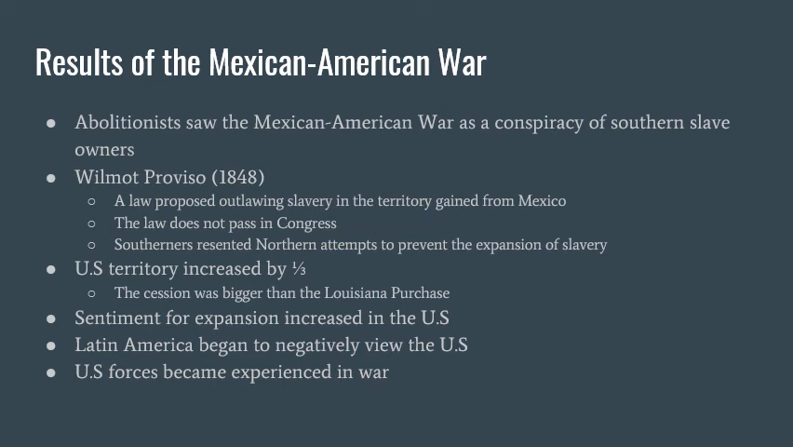Abolitionists saw the Mexican-American War as a conspiracy of Southern slave owners who wanted to enter in this war to gain territory in order to expand slavery westward. In response to this fear, the Wilmot Proviso was introduced into Congress. Now, what the Wilmot Proviso is, it's a law that was proposed to make sure that slavery could never exist in any of the territory gained from Mexico. The Wilmot Proviso passed in the House, but it didn't make it past the Senate. In turn, Southerners began to resent Northern attempts to prevent the expansion of slavery.